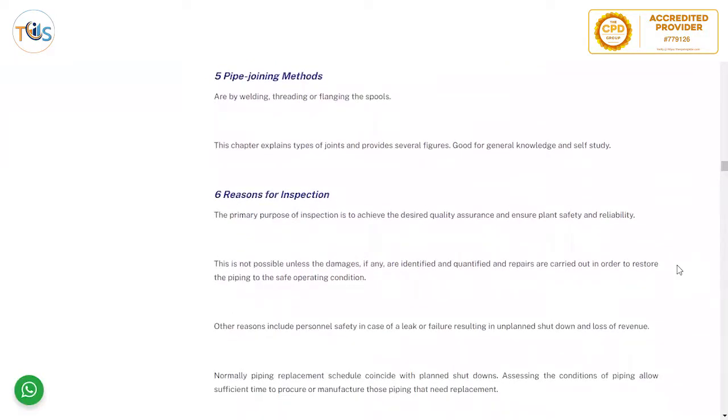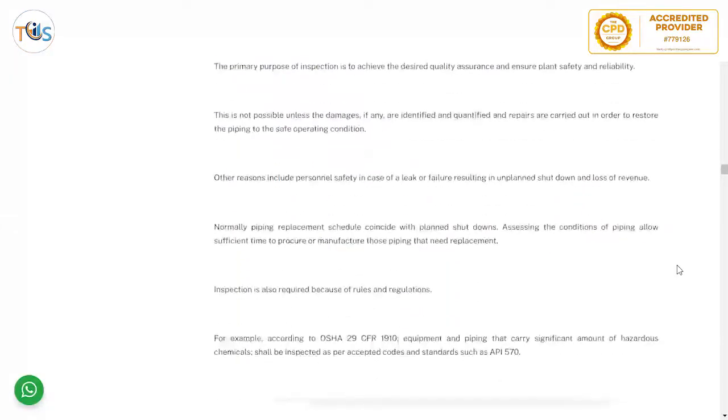Pipe joining methods. Normally they are welded, threaded, or a flange is welded and then two flanges are bolted together. So once the flange is welded to a pipe, it's called a spool. This chapter explains types of joints and provides several figures. Please study this. It's good for general knowledge and self-study.